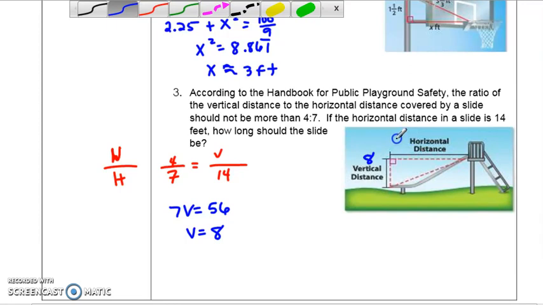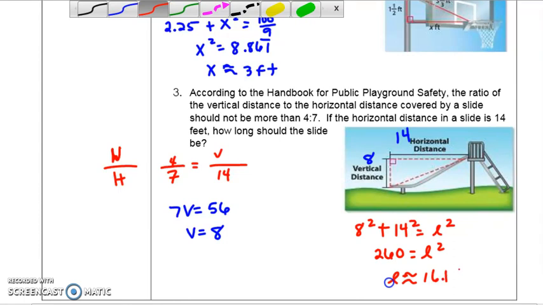horizontal distance was 14. And then we can go ahead and use the Pythagorean theorem. So 8 squared plus 14 squared is equal to our length squared, or c squared. So that's 260, and then square root, so our length is approximately 16.1 feet.